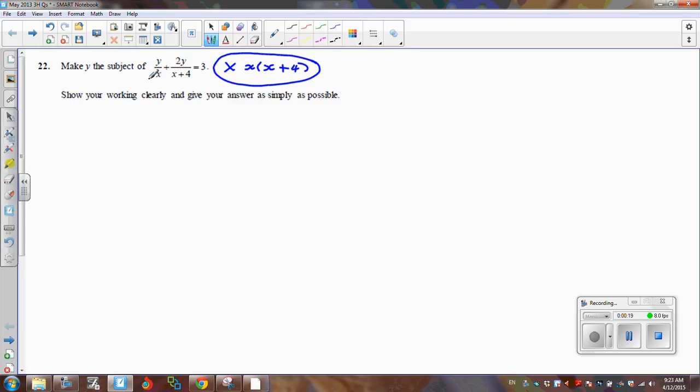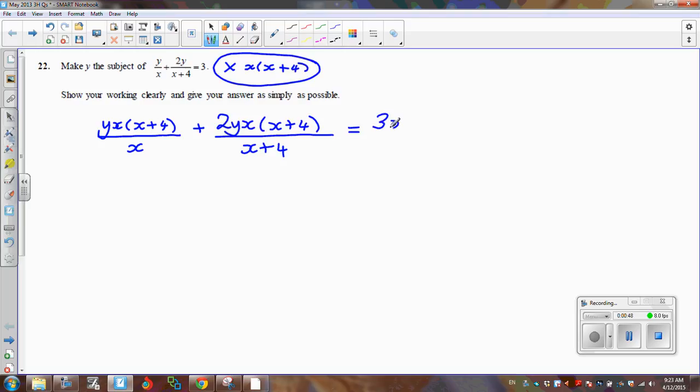So the first fraction, if I multiply that by x plus 4, becomes y(x plus 4), because it's the top of the fraction that needs to be multiplied by the x plus 4, and that's over x. Second term, if I multiply that by x plus 4, I'm going to get 2y(x plus 4), and that's over x plus 4. And I mustn't forget also to multiply the right hand side by x plus 4 to give me 3x(x plus 4).